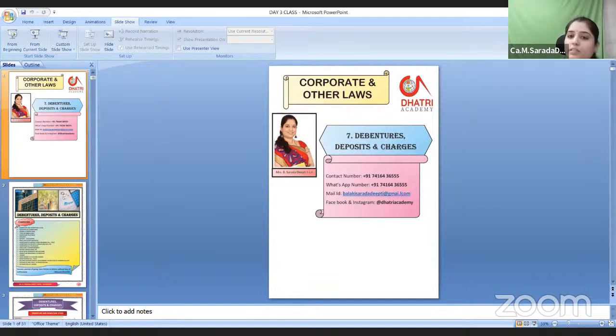But the term advertisement is used when the company is accepting deposits from the outside public. Now this circular or advertisement should be in form number DPT1. In which form does it have to be? DPT1. And what are the contents of the circular and advertisement?